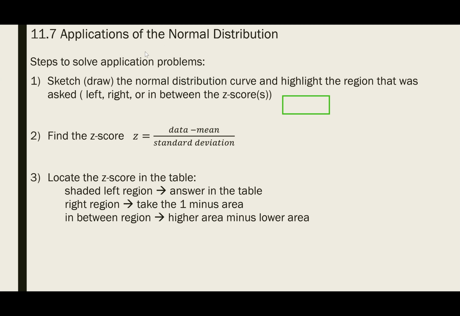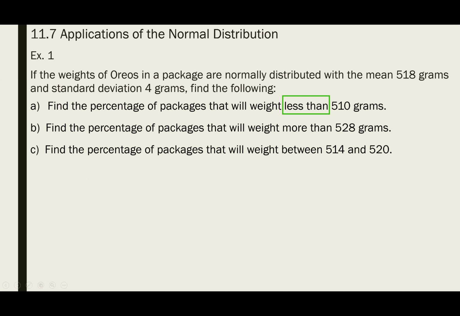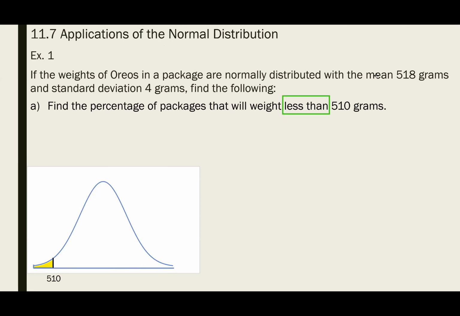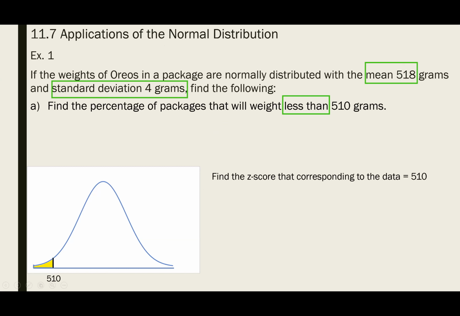If you go back to our problem, you can see that they give us the mean, 518. They give us the standard deviation. Now we need to know the data. What is the data? The data is the 510. Again, the data is equal to 510. If I plug into my z-score formula, the data minus the mean divided by the standard deviation, I have 510 minus 518 divided by 2. That will give me a -2.